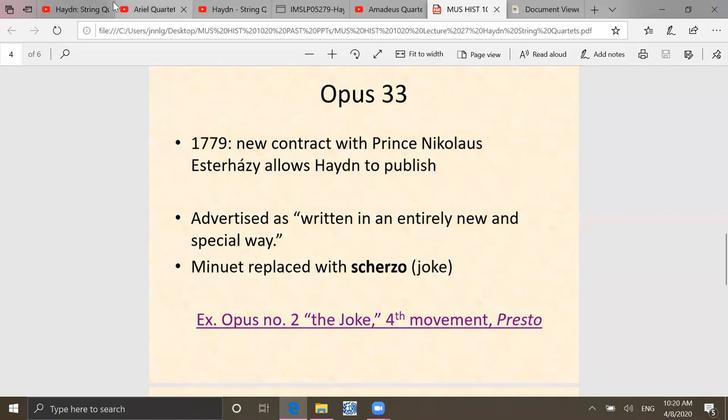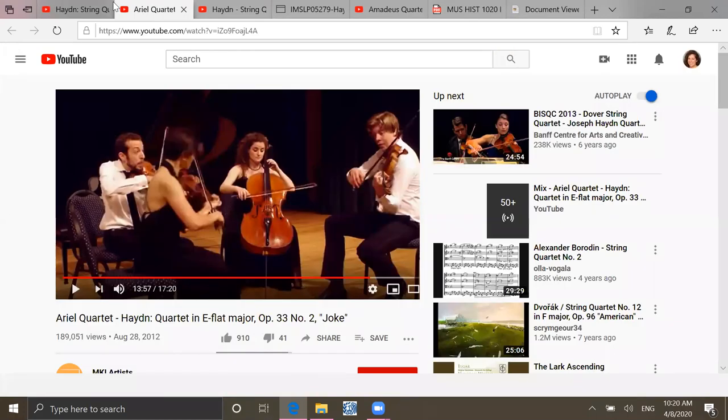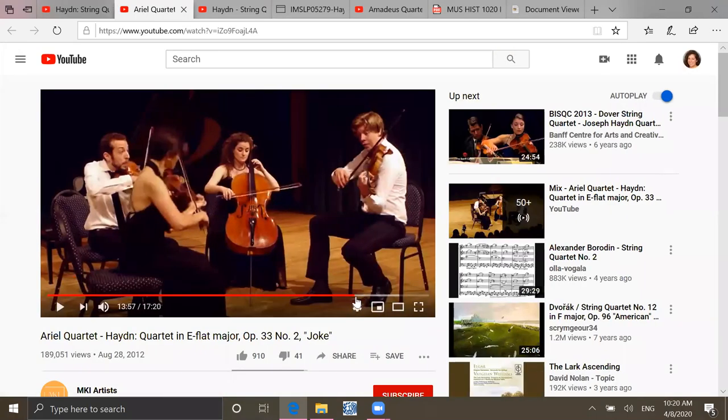We're listening to the last movement just because we still get a sense of conversation, and you'll definitely get a sense of motivic development with this one.